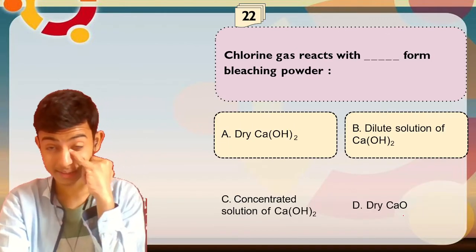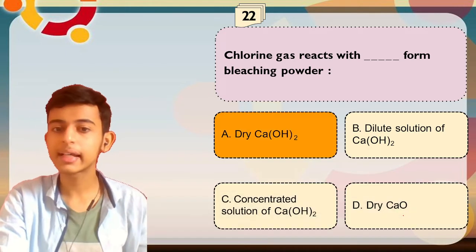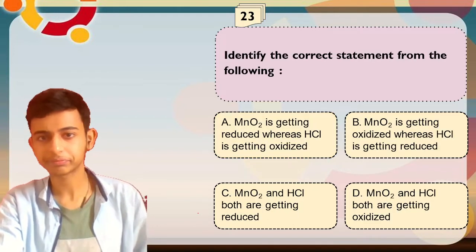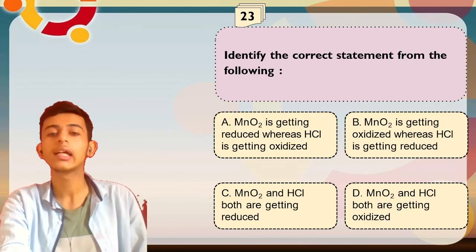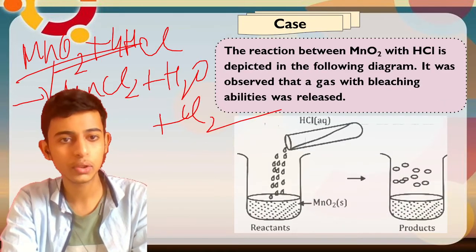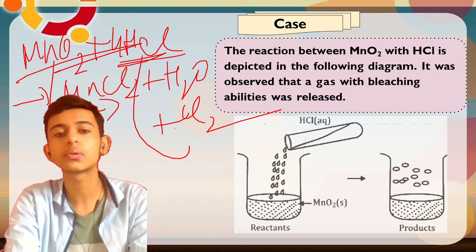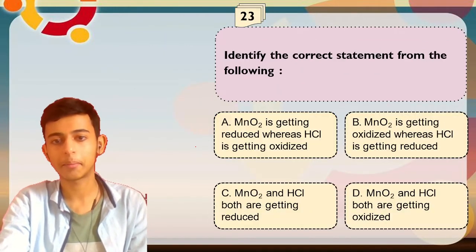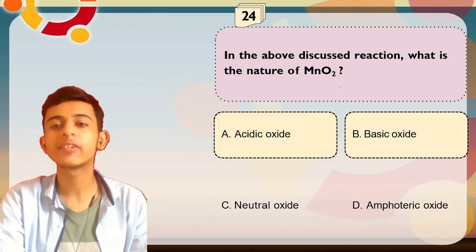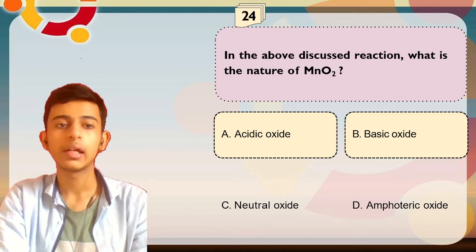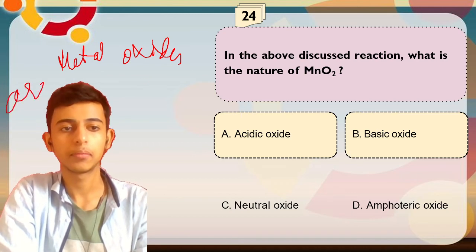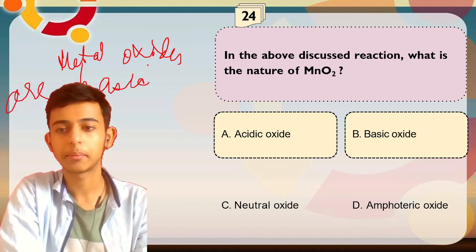Now next, chlorine gas reacts with dash to form bleaching powder. The answer is dry Ca(OH)2. Just now I told you, not dilute or concentrated. Identify the correct statement from the following. Over here I told you in the previous question that MnO2 is getting reduced to MnCl2, and HCl is getting oxidized to Cl2. So MnO2 is getting reduced, whereas HCl is getting oxidized. Okay, done. In the above discussed reaction, what is the nature of MnO2? So you know metal oxides are basic in nature. So it is basic.